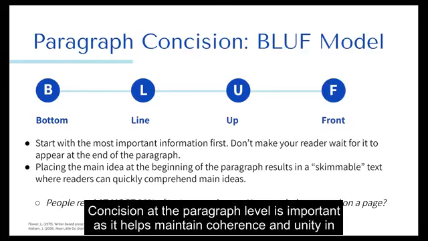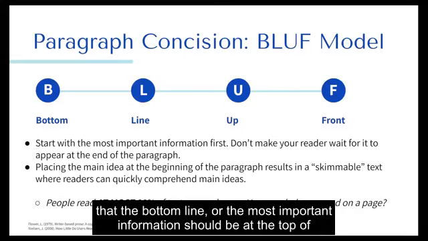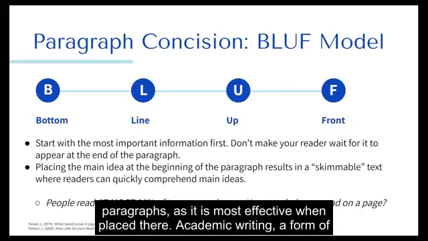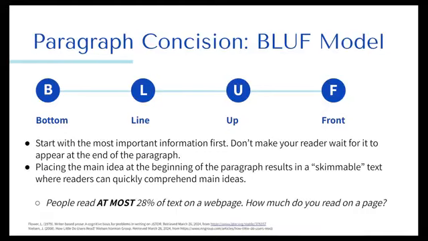Concision at the paragraph level is important as it helps maintain coherence and unity in construction of paragraphs. The model of bottom line up front, or BLUF, illustrates that the bottom line, or the most important information, should be at the top of paragraphs, as it is most effective when placed there. Academic writing, a form of reader-based prose, organizes information with an awareness of a reader's limited time.